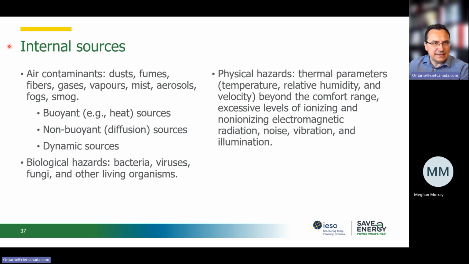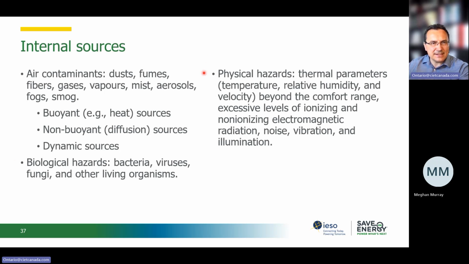And finally, we get to the internal sources. These are especially important in industrial facilities because we have more process equipment in our facilities. In that case, we have air contaminants coming from processes that can include release of dust, fumes, fibers, other gases. Some of them can mix into the space, like, for example, heat coming from the equipment. We have biological hazards that can be present in these processes. Just think about healthcare facilities.